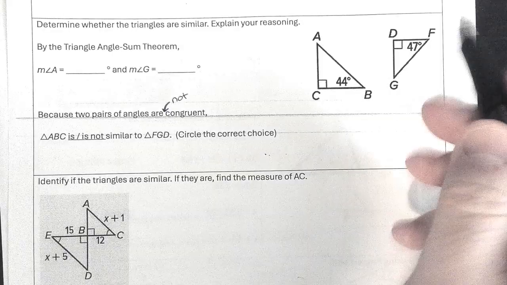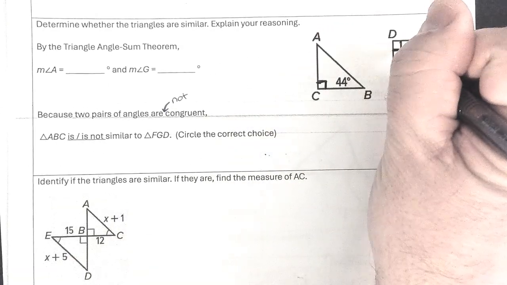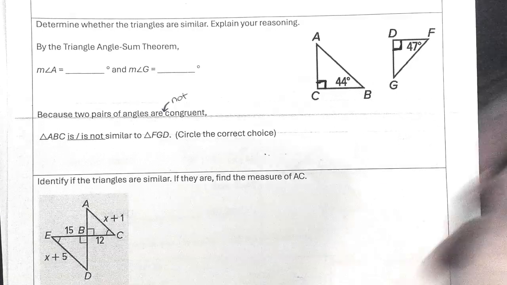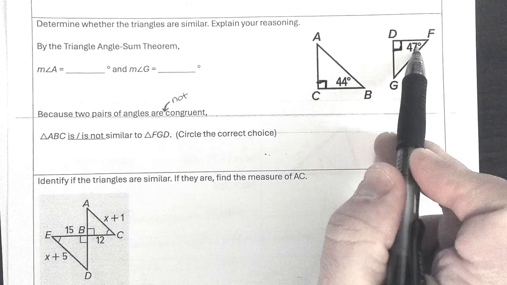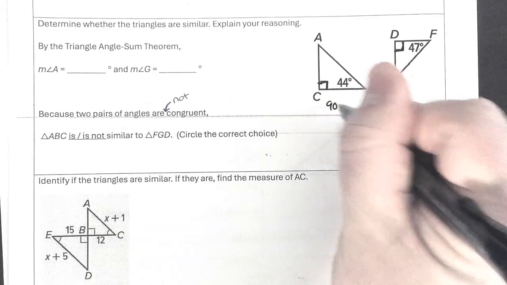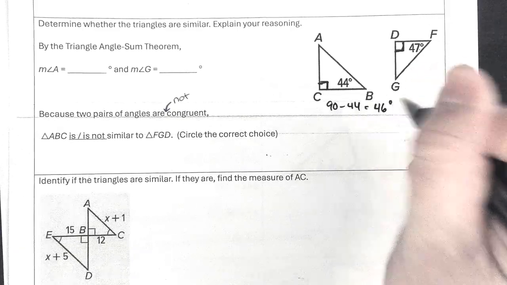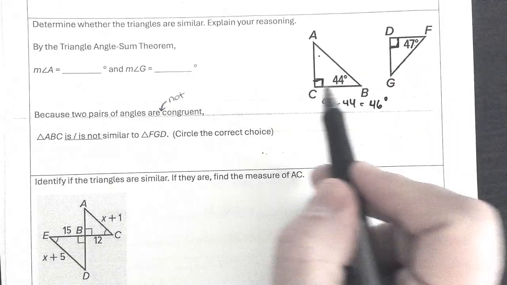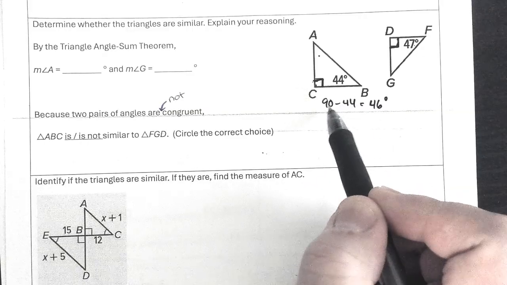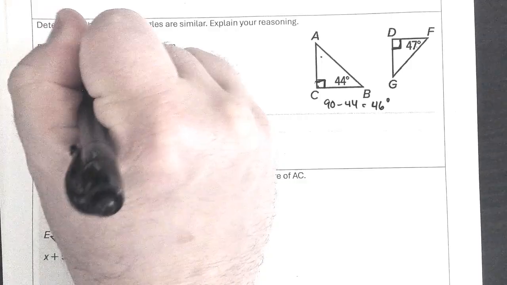All right, so we have two triangles. Both of them have a box. We know the box means 90-degree angle. Thank you. Glad you knew that. All right, in this case, one's 44 and one's 47, the two acute angles. So 90 minus 44 is 46. So that's going to be angle A, because all three of them equal 180. 180 minus our 90-degree angle means we just have to say 90 minus this. So angle A is 46 degrees.